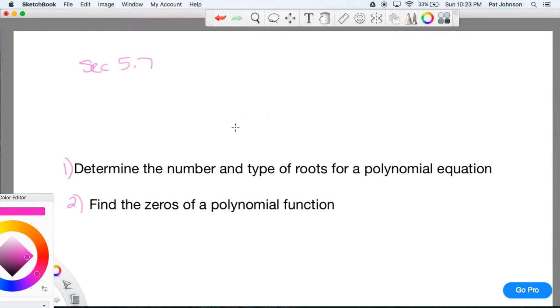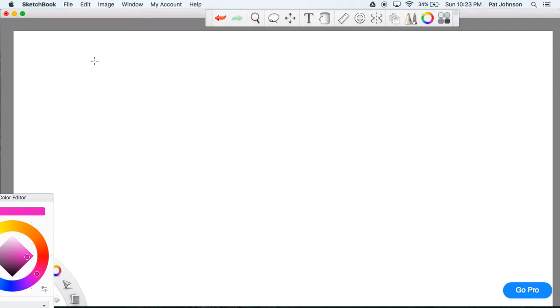Okay, this is section 5.7, roots and zeros. Our objectives are to determine the number and types of roots for a polynomial equation, and to find the zeros of a polynomial function. Stay tuned, we'll do some of this in class. It might be a little confusing, but let's just dig right into it.